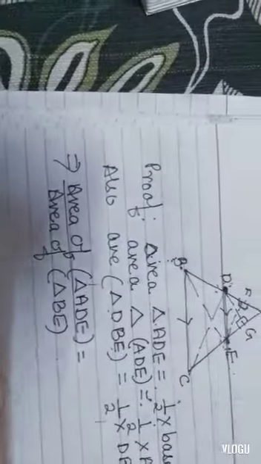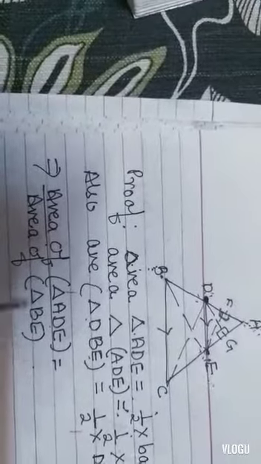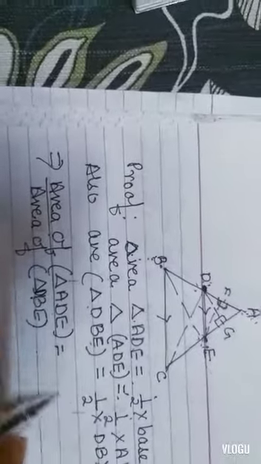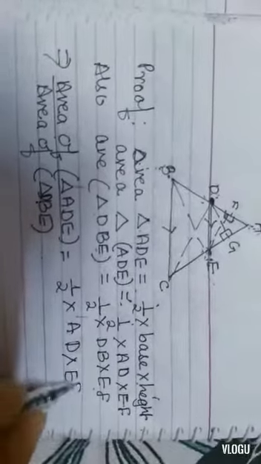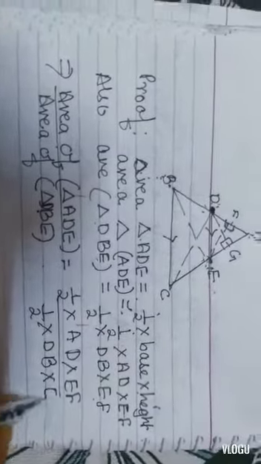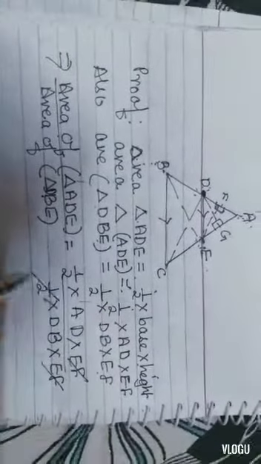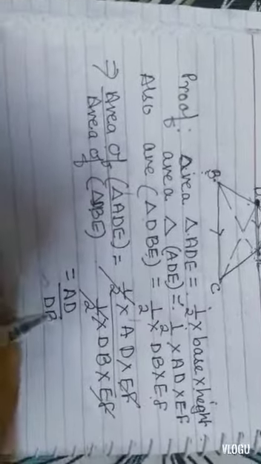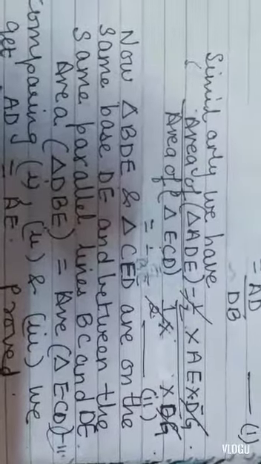So what is the ratio of the area of triangle ADE and of triangle DBE? So it is half AD into EF upon half DB into EF. So you know EF will cancel, half and half will cancel. So what is it coming to? It is coming to AD upon DB.